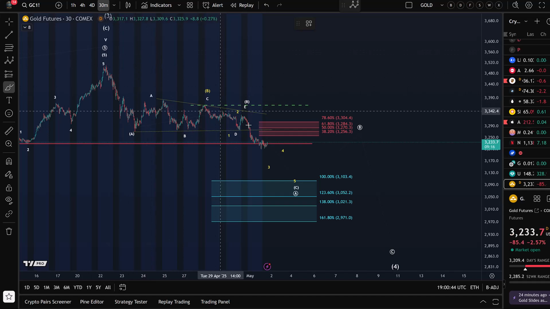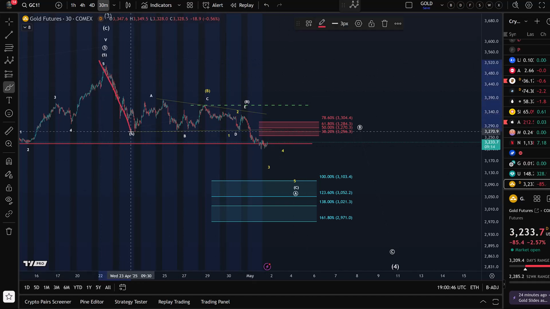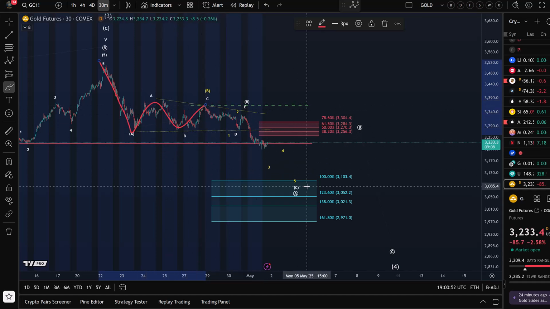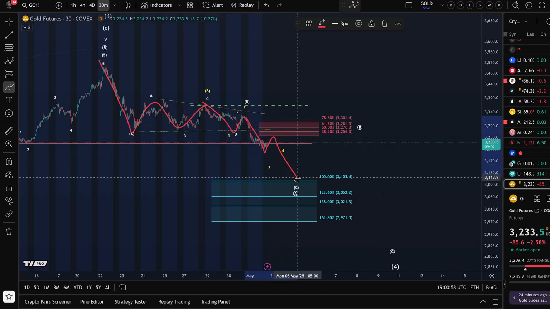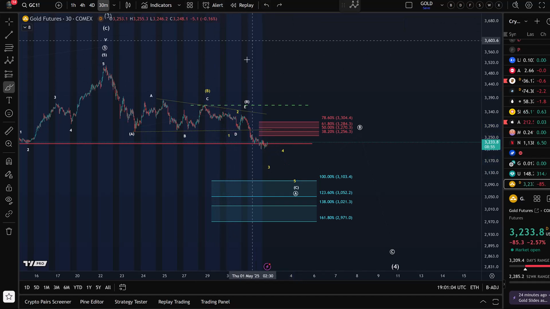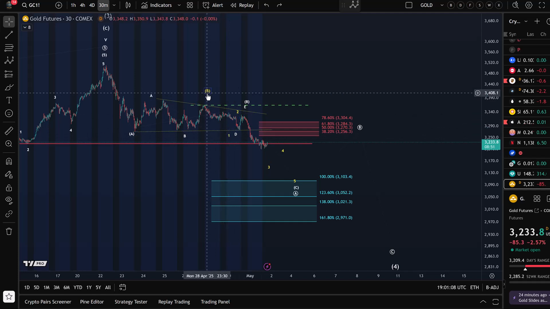The first one is the yellow count. A wave down. This was the B wave. And now we're moving down in a C wave, wave 1, wave 2, 3, maybe this is the 4 already, 5. That's possible. I don't like that wave count so much.